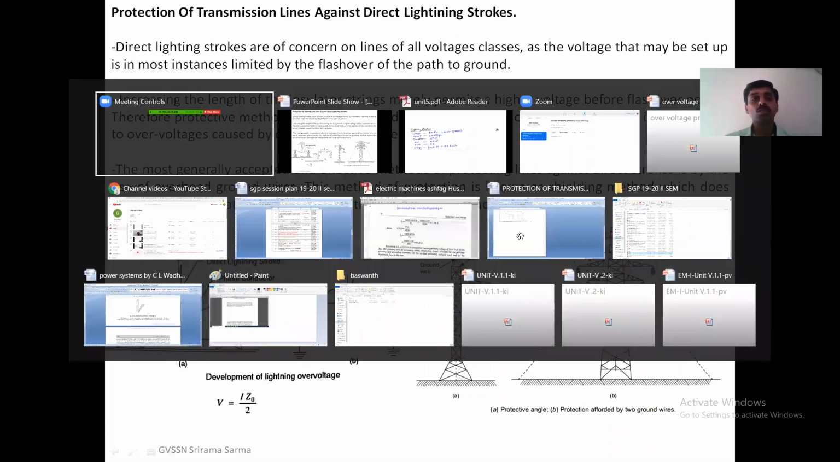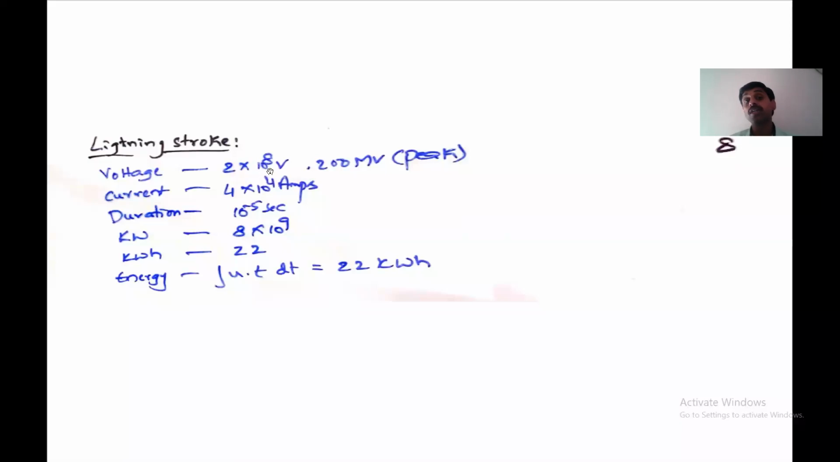Let us see that. In a lightning stroke, the voltage is 2 into 10 power 8 volts, 200 megavolts peak. The current in the lightning stroke is 4 into 10 power 4 amperes. The duration is just 10 power minus 7 seconds, 0.1 microseconds. The power is 8 into 10 power 9 kilowatts. The energy associated with this is 22 kilowatt hours. Such high energy is associated with it.